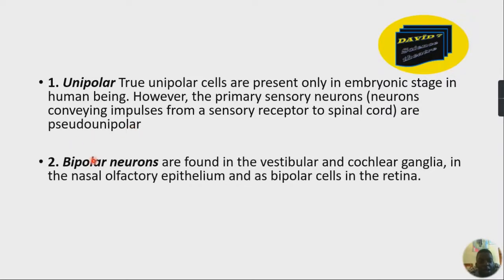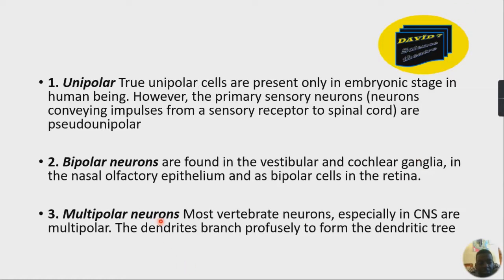Okay, now we have bipolar neurons. Bipolar neurons are found in the vestibular and cochlear ganglia and in the nasal-olfactory epithelium, as well as bipolar cells in the retina. The multipolar cells, most vertebrate neurons are multipolar, especially in the central nervous system. The dendrites branch profusely to form the dendritic tree. So the dendritic tree comes in at around the multipolar system, and you'll see that question coming to you soon.